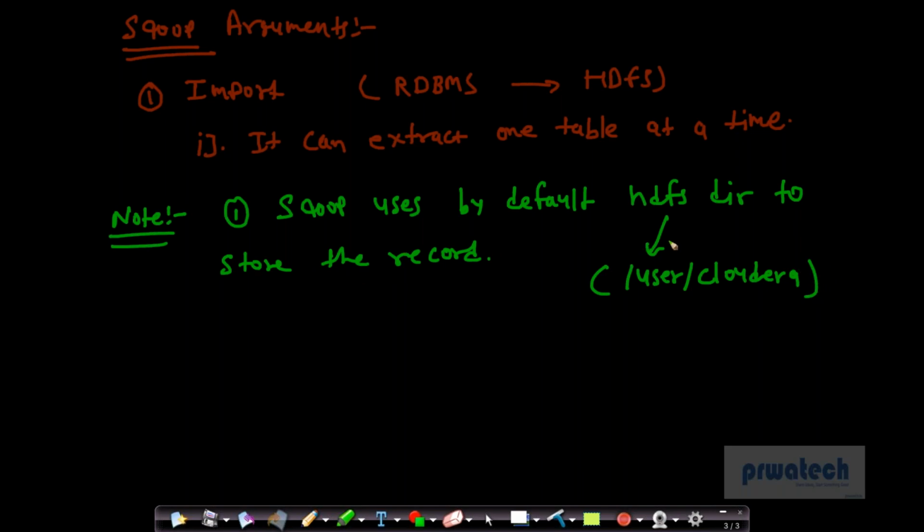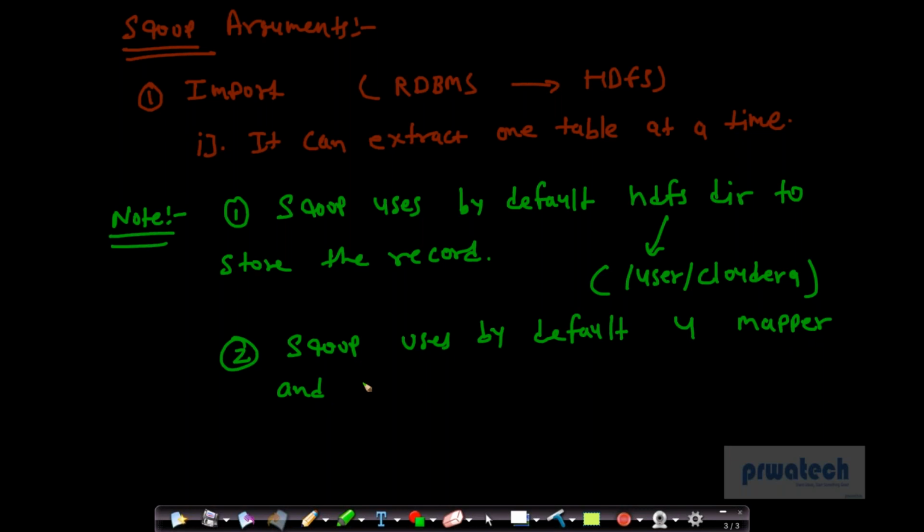If I'm not giving any target directory, it uses by default the HDFS directory to store the record, and this is the directory location. If I do not write it, then second, Scoop uses by default a number of mappers. Scoop uses by default 4 mappers and 0 reducers. What is a mapper and reducer now? That's what I said. We'll be referring to HDFS and MapReduce every now and then.